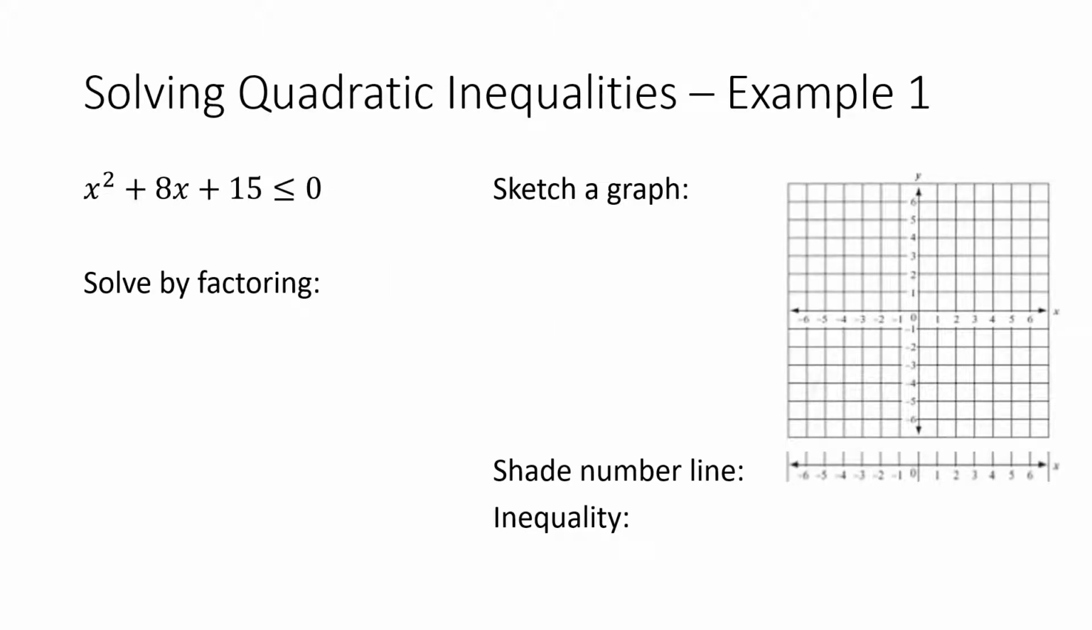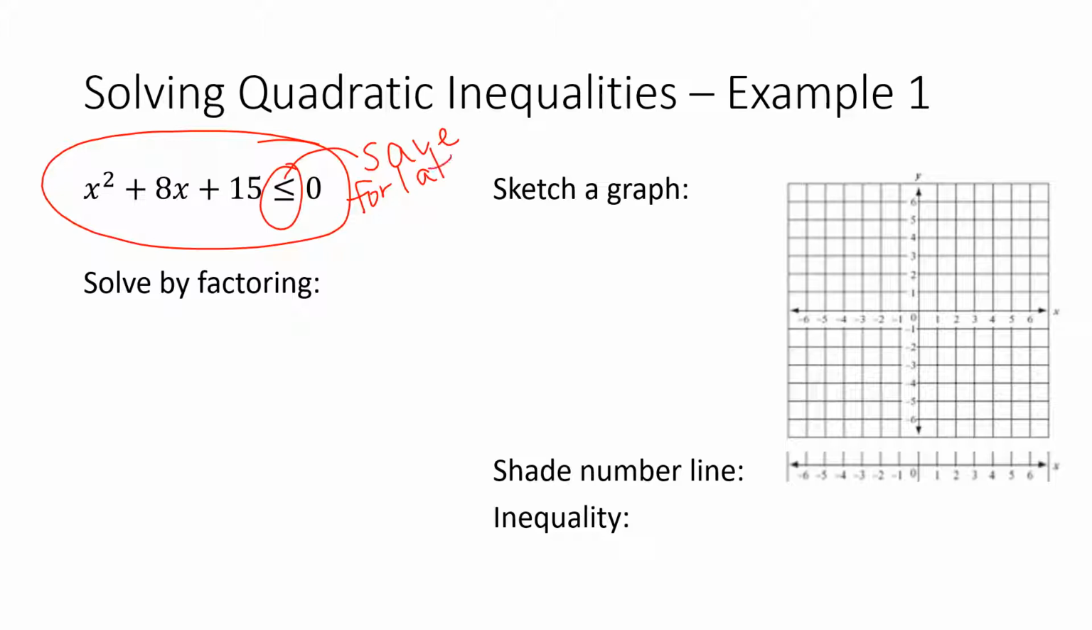Example 1, we have an inequality here. We're looking at x squared plus 8x plus 15 is less than or equal to 0. Now, I'm going to start this problem kind of in an odd manner. I'm just going to take that less than or greater than sign, and I'm going to save it for later. We're just going to go through and solve this problem as if it was a regular equation.